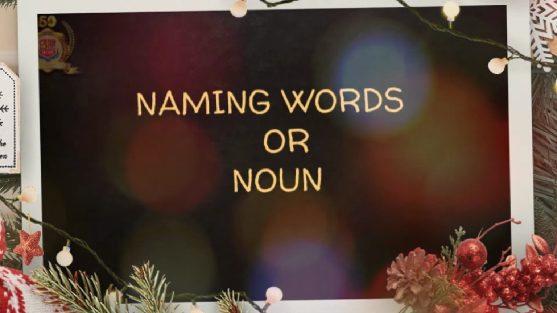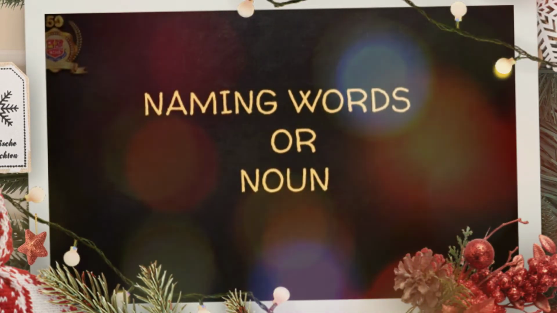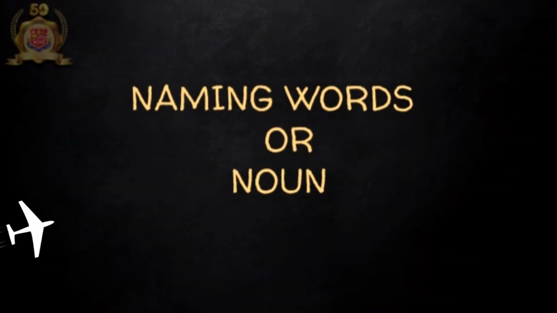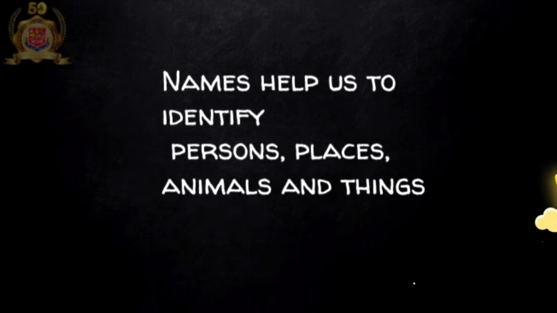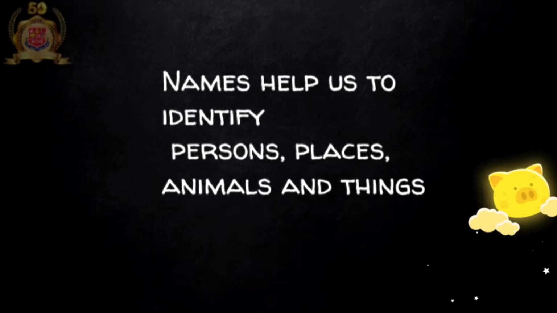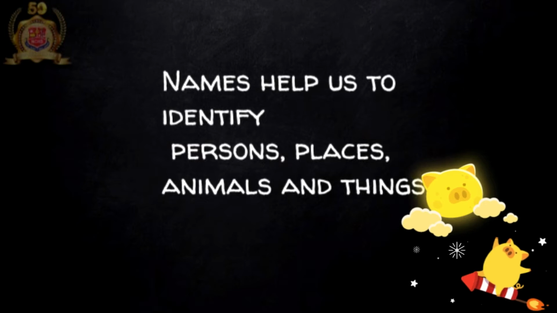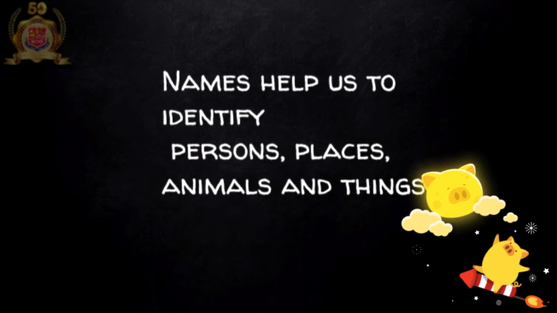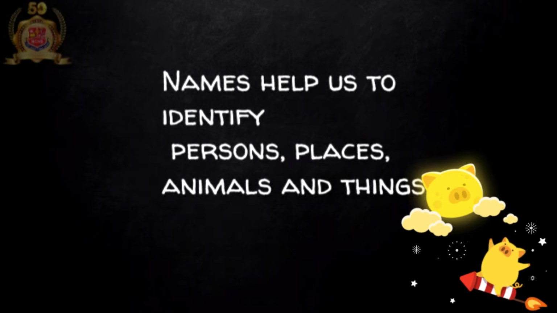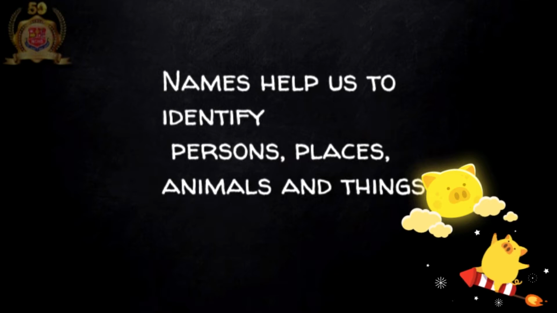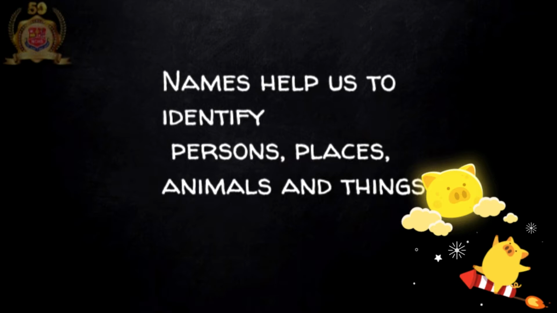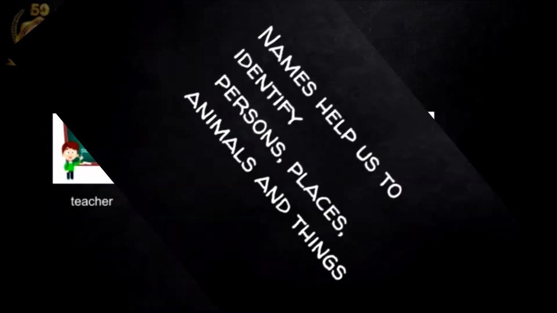So children, today we are going to learn about naming words or noun. So children, what is naming words? Names help us to identify person, places, animals and things. So children, person, place, animals, things के नेम हमें उन्हें आइडेंटिफाई करने में हेल्प करते हैं, और पर्सन, प्लेस, एनिमल, थिंग्स के नेम को ही हम नेमिंग वर्ड्स और नाउन कहते हैं.